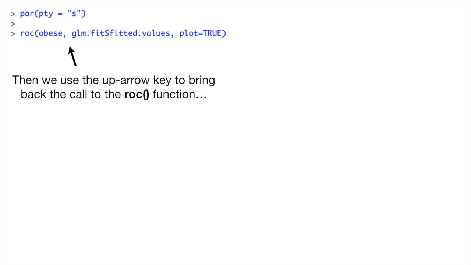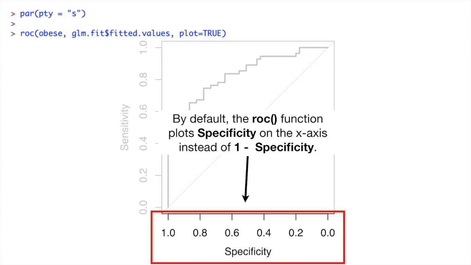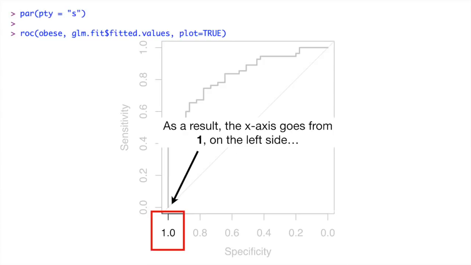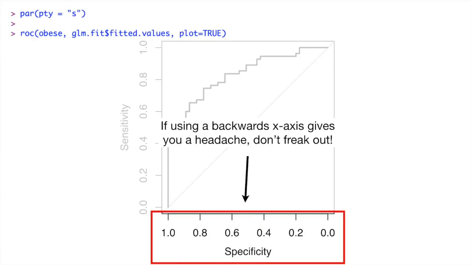Then we use the up arrow key to bring back the call to the roc function. And we get a much nicer ROC graph. By default, the roc function plots specificity on the x-axis instead of 1 minus specificity. As a result, the x-axis goes from 1 on the left side to 0 on the right side. If using a backwards x-axis gives you a headache, don't freak out.